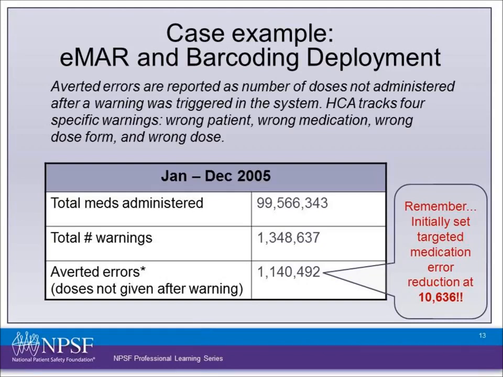In the next phase, we moved to looking at averted errors. So as we began to get really good adoption of the technology, we knew it was being used in a compliant manner, then we could have faith that our averted errors were truly averted errors. In this case, with this technology, we looked at the total doses administered, the number of warnings that the system generated around those doses, and then the number of times the medication was not given after a warning fired, and we called those our averted errors. Note that there is quite a discrepancy between the number of averted errors we saw in 2005 and the 10,000 or so averted errors we expected when we set out our plan in 2002.